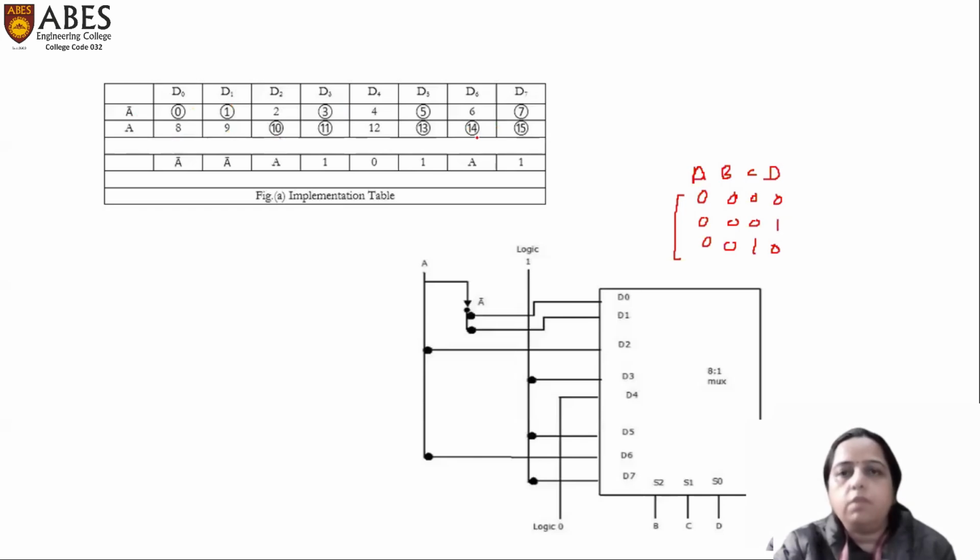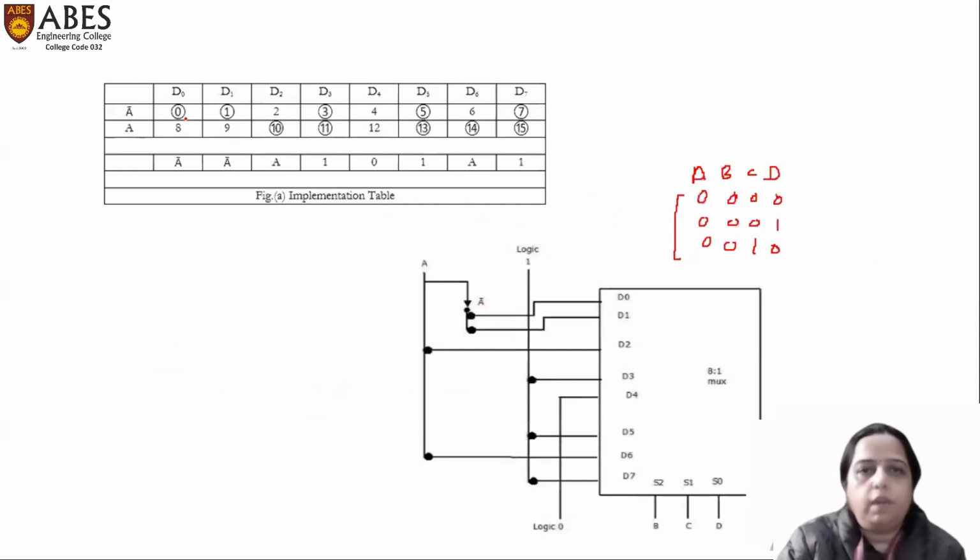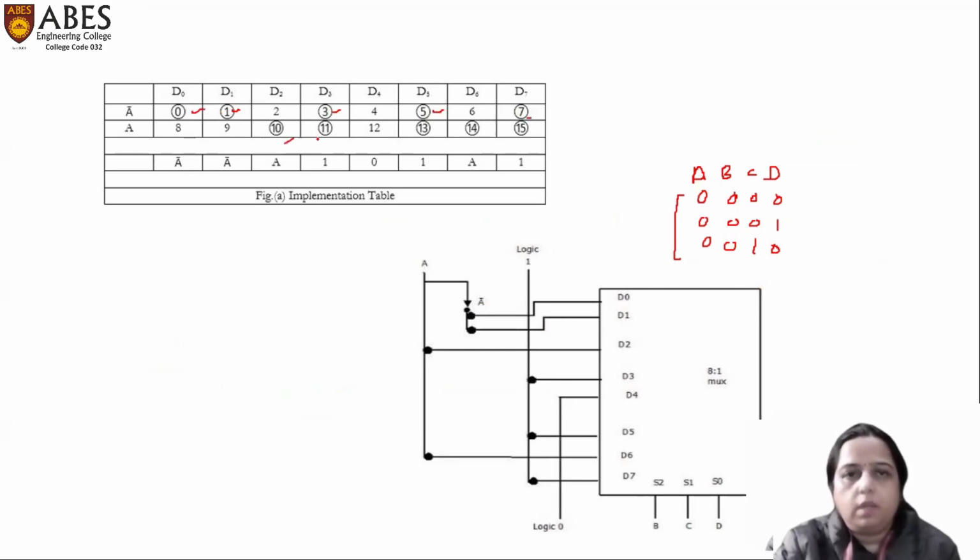Now we will circle those numbers, only those numbers which are being given in the question. So these numbers are 0, 1, 3, 5. So first of all, we have encircled 0, 1, 3, 5. First number is 0, then 1, then 3, 5, 7, 10, 11, 13, 14, and 15. These numbers are being encircled.